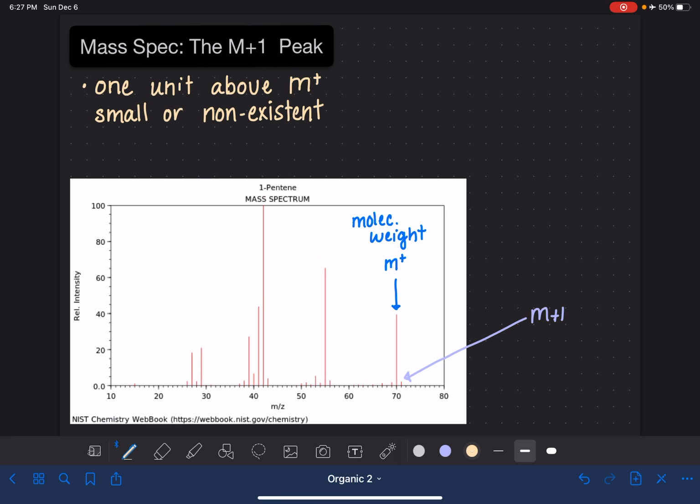And so what could this peak possibly represent? If the M+ peak represents the whole molecule, then what could be represented by 1 unit above? This peak is due to the presence of carbon-13 isotopes.